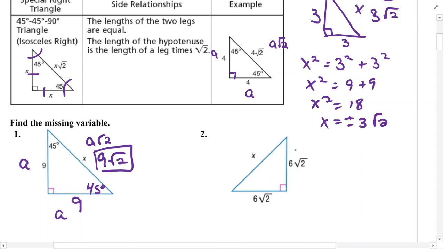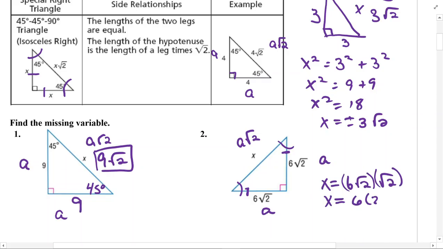Here again, we're given that the two sides are congruent, which makes these two angles congruent. So we have a 45, 45, 90. This side would be A, and the hypotenuse A rad 2. So x would equal A, which is 6 rad 2, times rad 2. X would be 6 times 2, because rad 2 times rad 2 is 2. So x would equal 12.